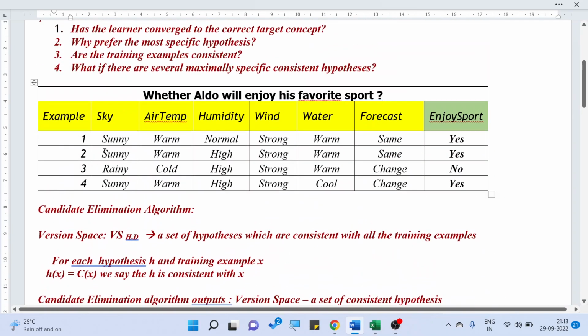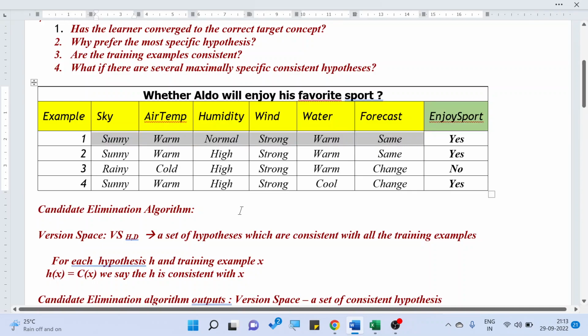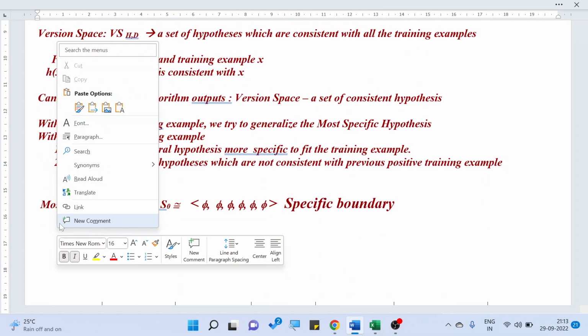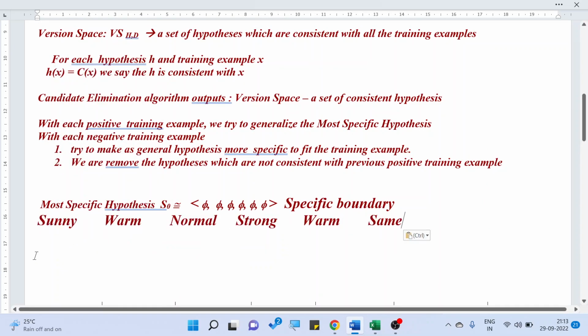Let us take the first example. What is the first example? It is a positive example. So what we have to do, we have to accommodate, we have to modify. So this is your first example, so we have to modify our S naught accordingly.